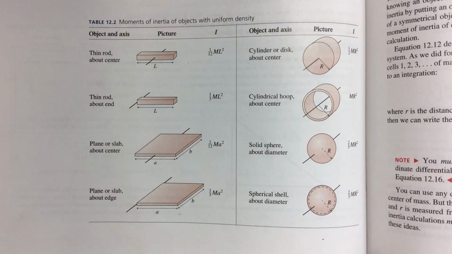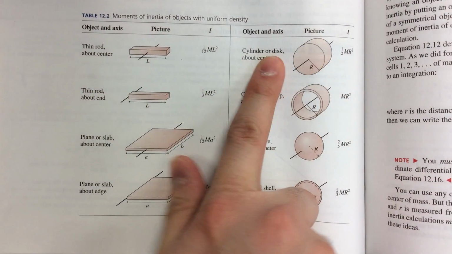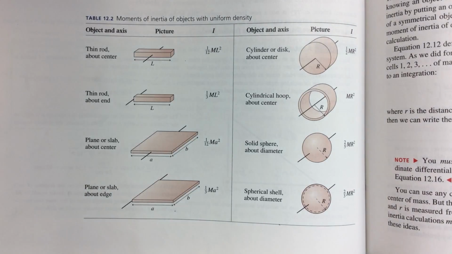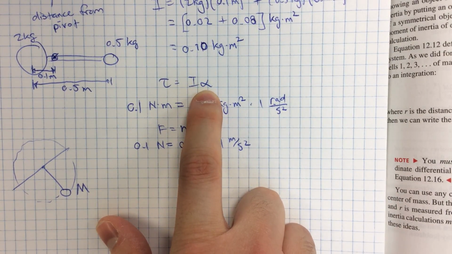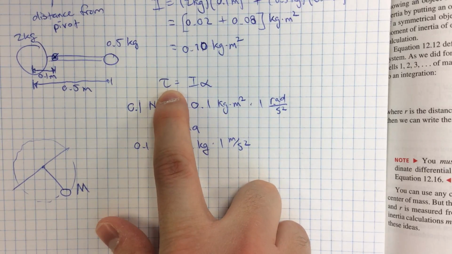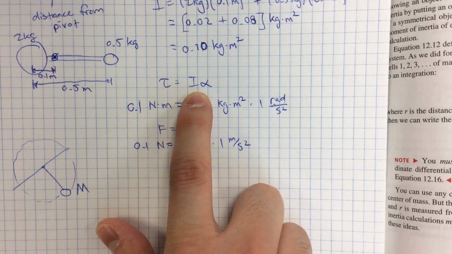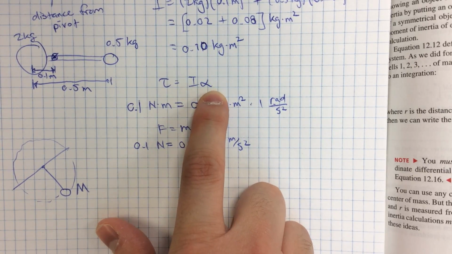So moment of inertia influences how much torque is needed or how quickly something accelerates. If I apply the same amount of torque on an object, the less moment of inertia I have, the faster it should spin.